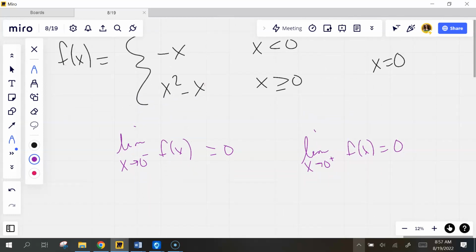Now I'll just check continuity real quick. What is f of 0? So my function is continuous, and it is continuous at 0. Do we all agree? So this one I used the second equation because it's greater than 0, and I'm coming in from the right. This one I used the first equation because it's less than 0, I'm coming in from the left. So 3 checks for continuity: left-hand limit, right-hand limit, and function value there. Okay.